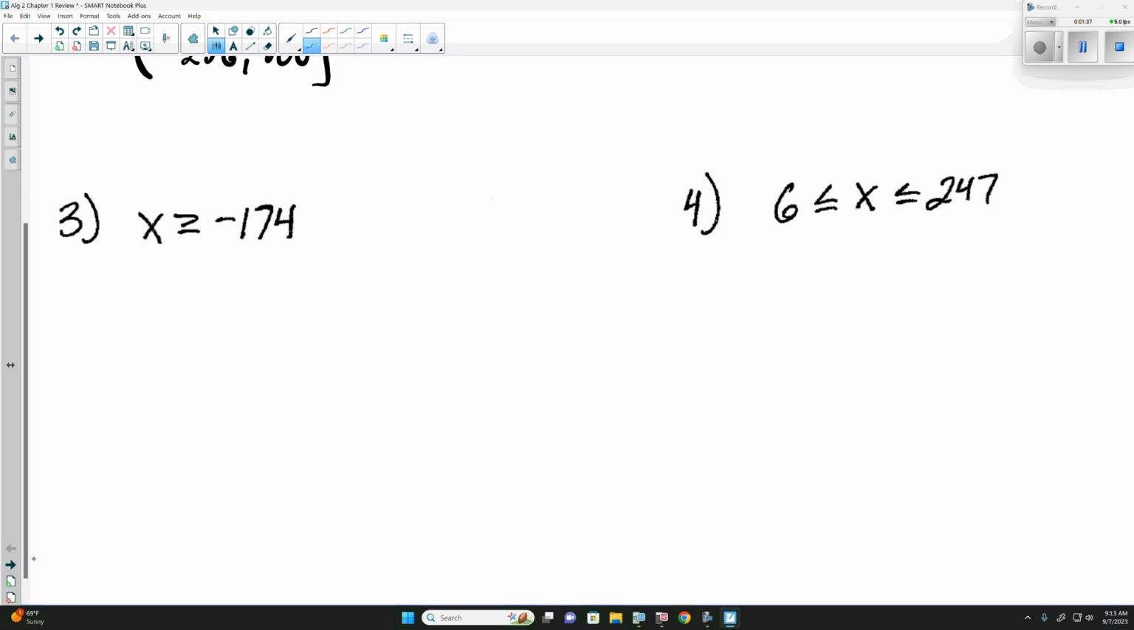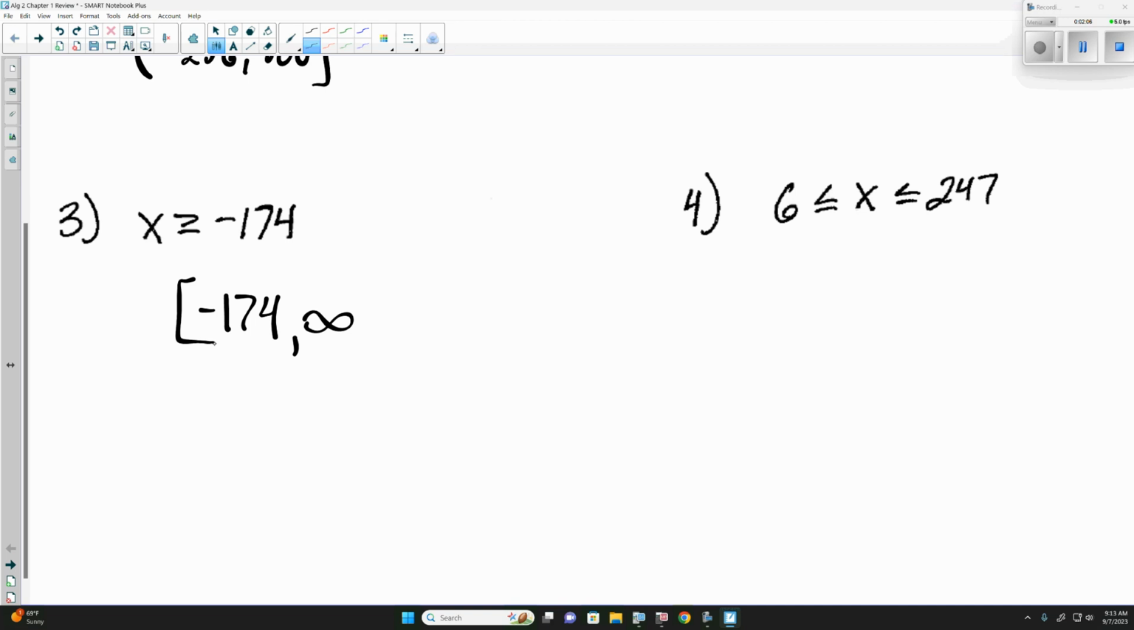Now, for this here, it's unbounded. It means we have one endpoint, and it's going to continue indefinitely in one direction or the other. With these, I can put negative 174. Now, if it was less than it, it's going to go to negative infinity, smaller numbers. If it's greater than it, it's going to go to positive infinity. Since x is bigger, we're going to positive infinity. Now our bracket or parenthesis: since it is equal to negative 174, we would have a bracket.